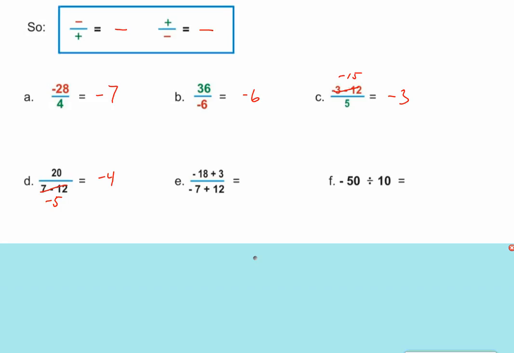All right, so go ahead and do E. Figure out the number on the top, figure out the number on the bottom, and then divide them.